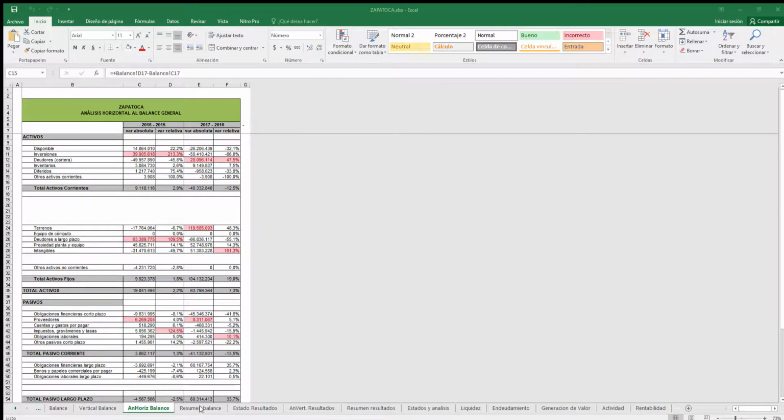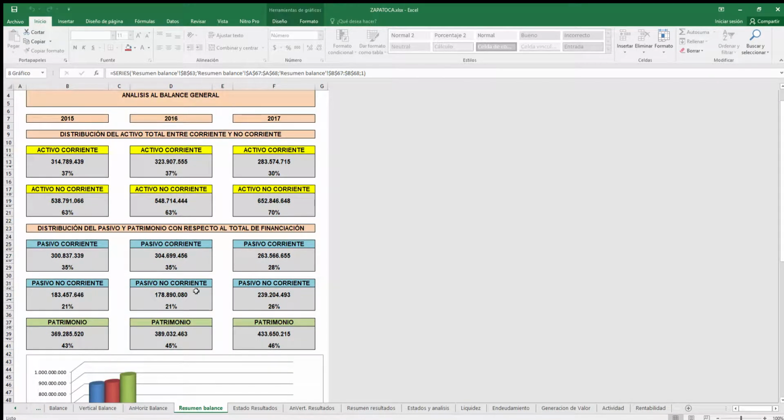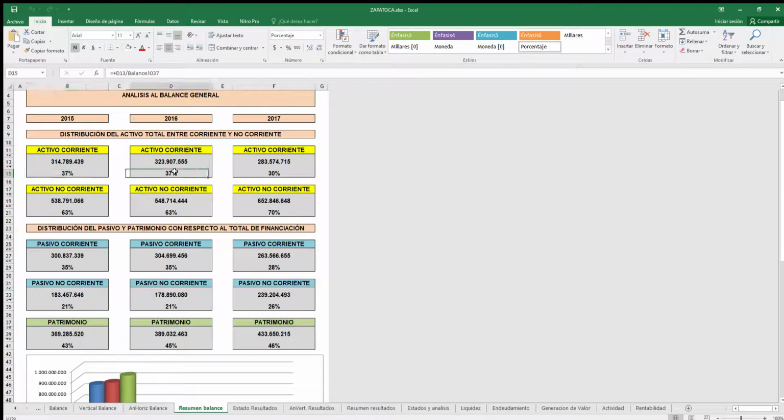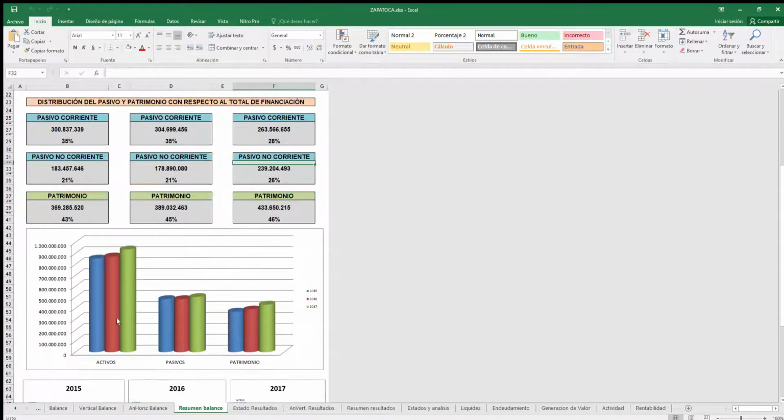Now here we have a summary of the exercise that we did previously, as you can see more clearly with the respective percentages and also with graphics.